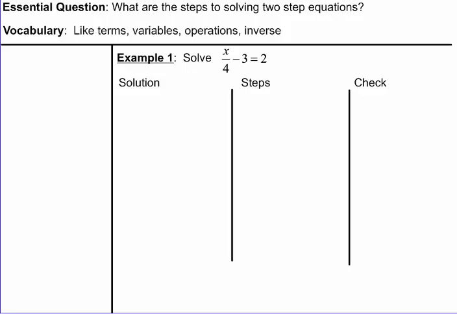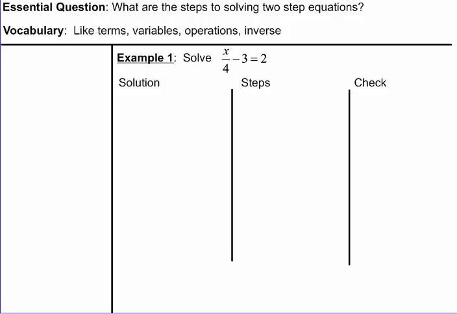I'm going to show you how we expect you to do checks. And then we'll do two examples, and you can use those two examples to write some general steps for solving two-step equations. So vocabulary: you've got like terms, variables, operations, and inverse. Some of those we've talked about in previous lessons.